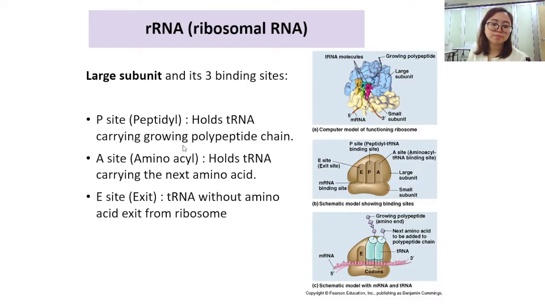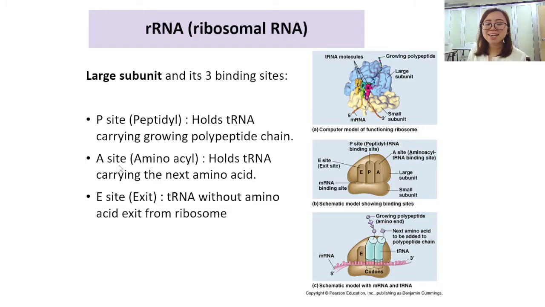E site. The P site, the one in the middle, also called the peptidyl site, it holds the tRNA that is carrying the growing polypeptide chain. So nanti bila ada tRNA masuk, salah satu daripada mereka akan memegang polypeptide chain ataupun protein chain yang sedang memanjang. Dan tRNA yang pegang polypeptide chain yang sedang memanjang itu akan duduk di tengah-tengah, yaitu di P site.